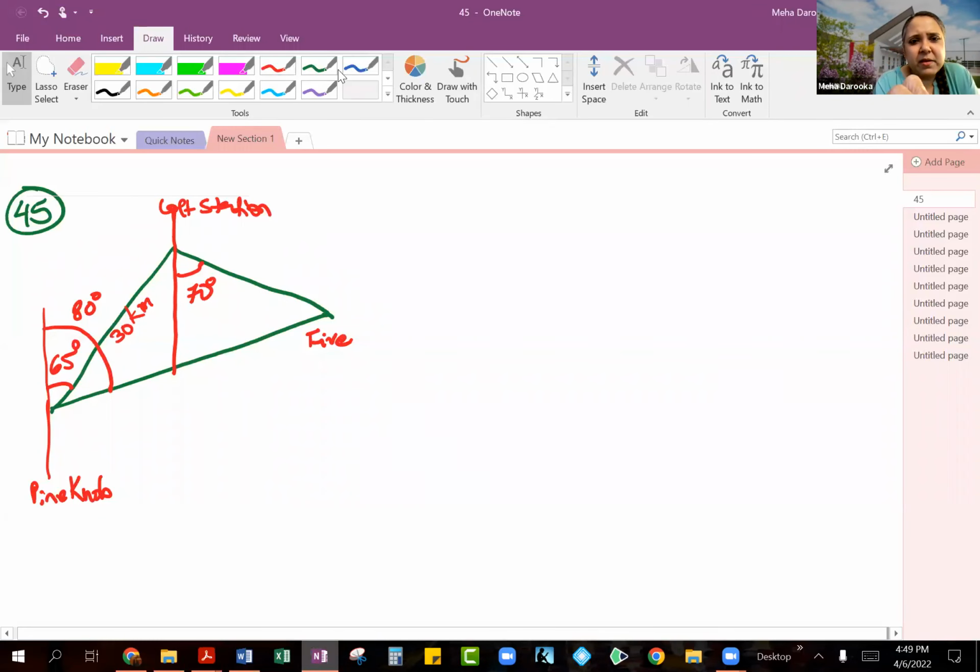And if it helps, we can label this as A. Let's do this guy as B and this guy as C, which means this will be side A, side B, and side C is actually what's given to us. So you're basically trying to find, if you look at the labels here, side B and A, right? The distance from the tower to the fire, or from the fire to the tower, however you look at it.